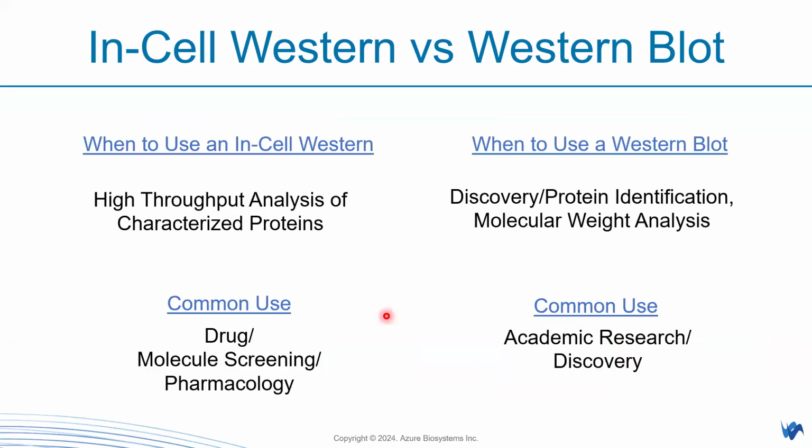So when we're going to use in-cell Western and when we're going to use Western blot, there will be a decision making. Either you want to do a high throughput analysis of a well-characterized protein, for example, if you are doing drug screening, molecular screening, or pharmacology studies.